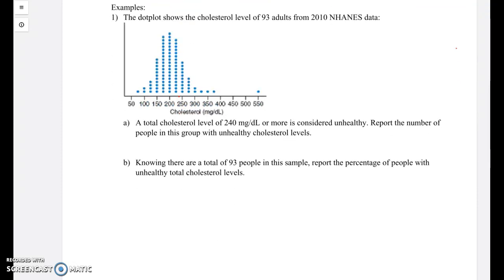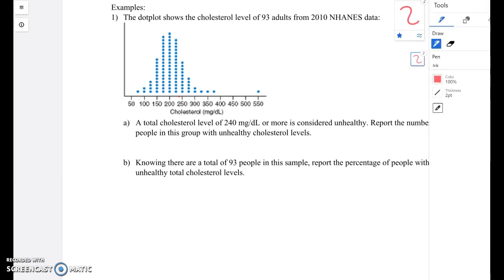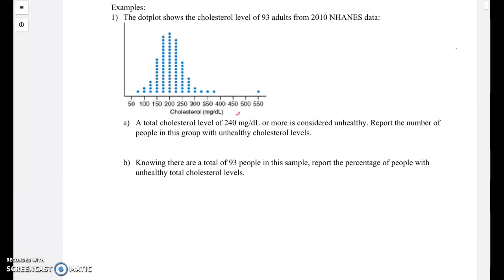So this dot plot shows the cholesterol level of 93 adults. And this is what we want to ask. Part A says a total cholesterol level of 240 milligrams per deciliter or more is considered unhealthy. So let's go ahead and circle that because it seems like that's going to be important. So 240 or more is considered unhealthy. So report the number of people in this group with unhealthy cholesterol levels.